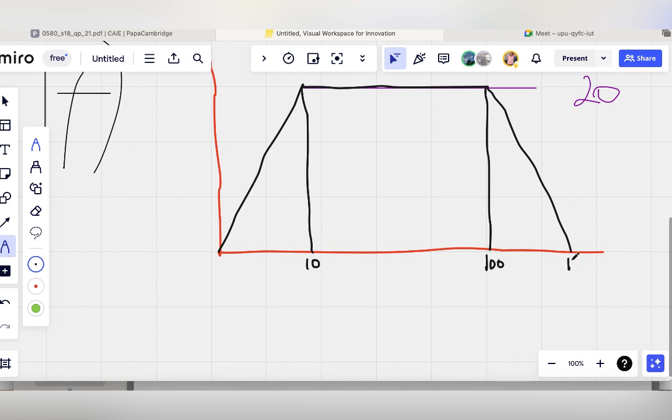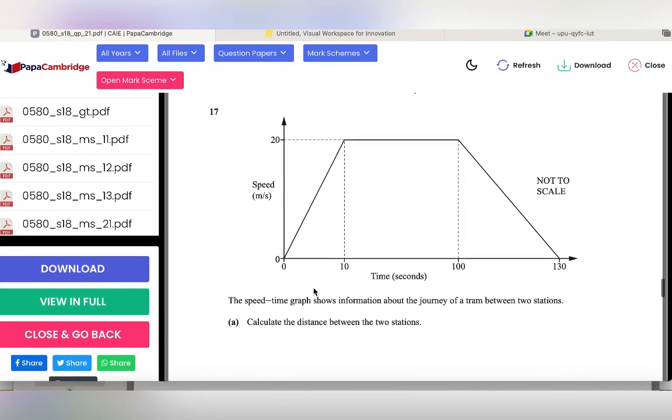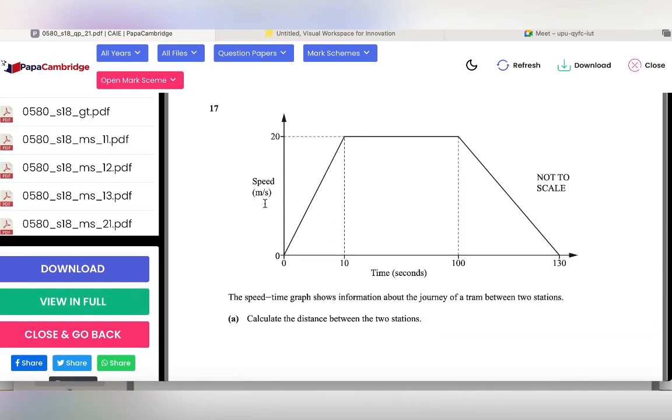Here we have 130. And here we have 20. This is a speed time graph. So here is speed, here is time. Time is in seconds. We check if the time is in seconds or in minutes. If it's in minutes, then we know we'll be doing some conversion. Okay, let's see. This speed is in meters per second, and this is time in seconds.